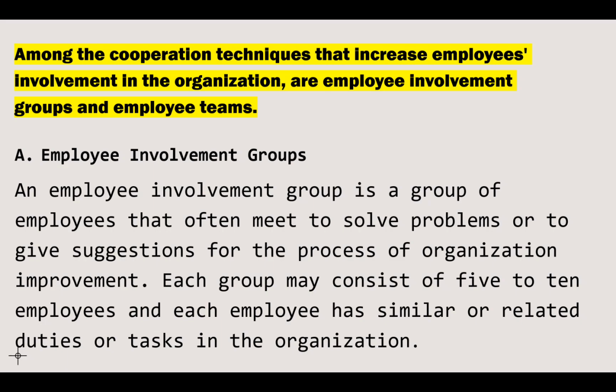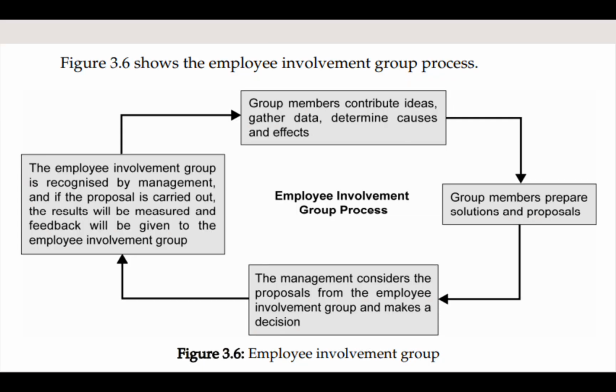Each group may consist of 5 to 10 employees, and each employee has similar or related duties or tasks in the organization. In general, employee involvement groups will give suggestions to the management, and then the management will decide whether or not to execute the suggestions. If the suggestion is accepted, then the result will be measured and the group members will be rewarded for their contribution. Figure 3.6 shows the employee involvement group process.